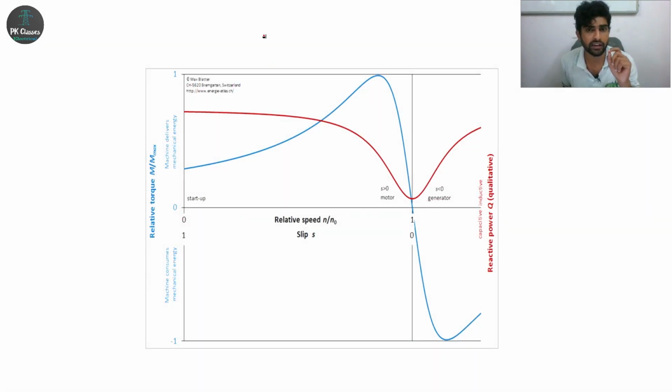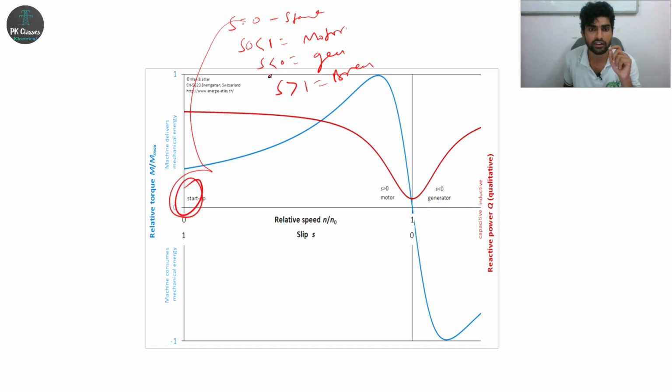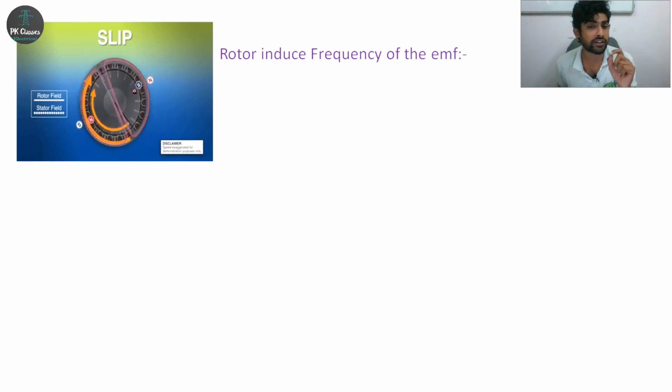Torque slip characteristics. Slip equal to 0 is the start condition. Slip greater than 0 and less than 1 is motoring action, motor. Slip less than 0 is generator. And slip greater than 1 is the braking region. See here, slip 1 is the start condition, slip greater than 0 and less than 1 is motor, and slip less than 0 is generator. As you can see, this is the perfect diagram for an induction motor.